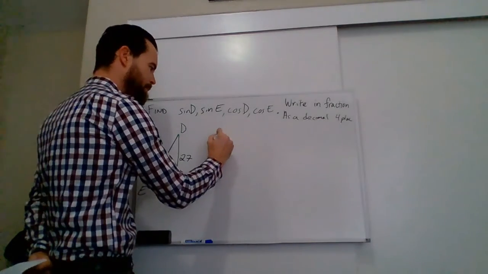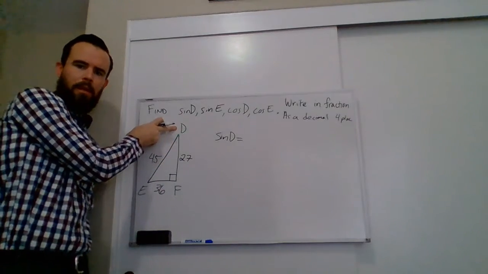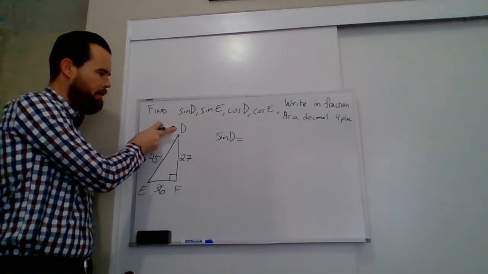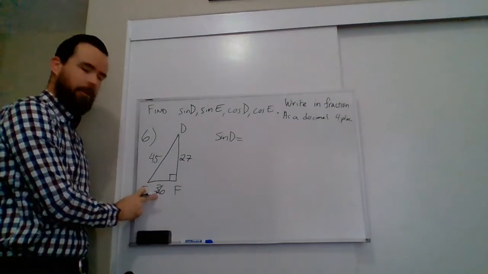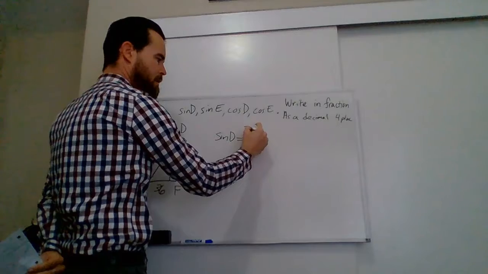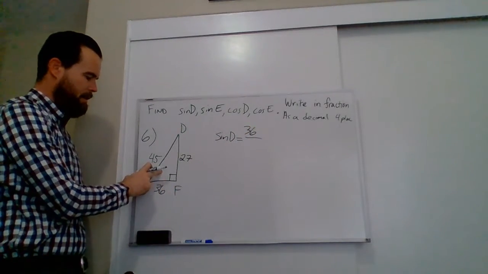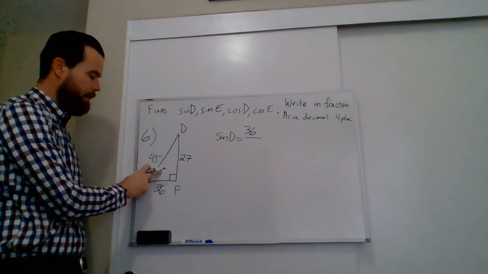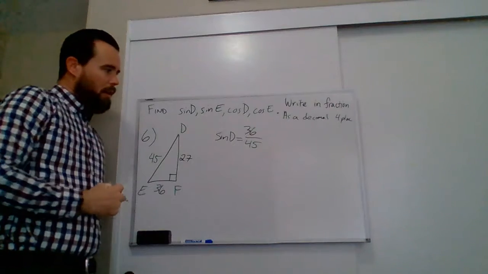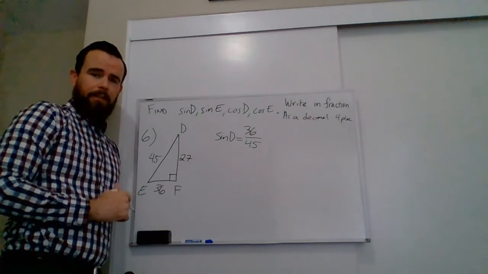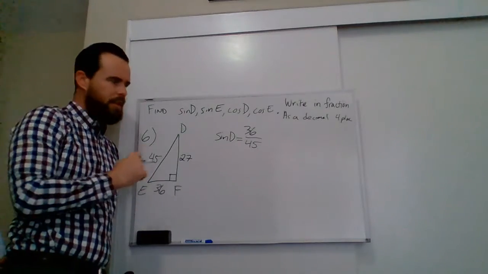Sine of D. So we're looking at this angle up here. Which is the opposite side of angle D? That's right, it's going to be 36. And then over the hypotenuse, here's our 90 degree. And the side opposite of that 90-degree angle is 45. All right, so we're left with 36 over 45. I think we can simplify this one also. This one goes down too.